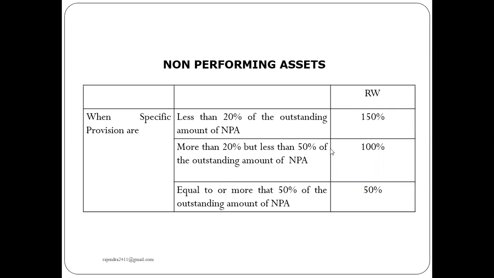Based on that, indirectly they will give a question, just wait. Okay, the 3 slabs you understood. NPA means only 3 slabs. Risk weight 3 slabs: 100%, 150%, 50%. Where you have an idea about 50%, questions will be asked.